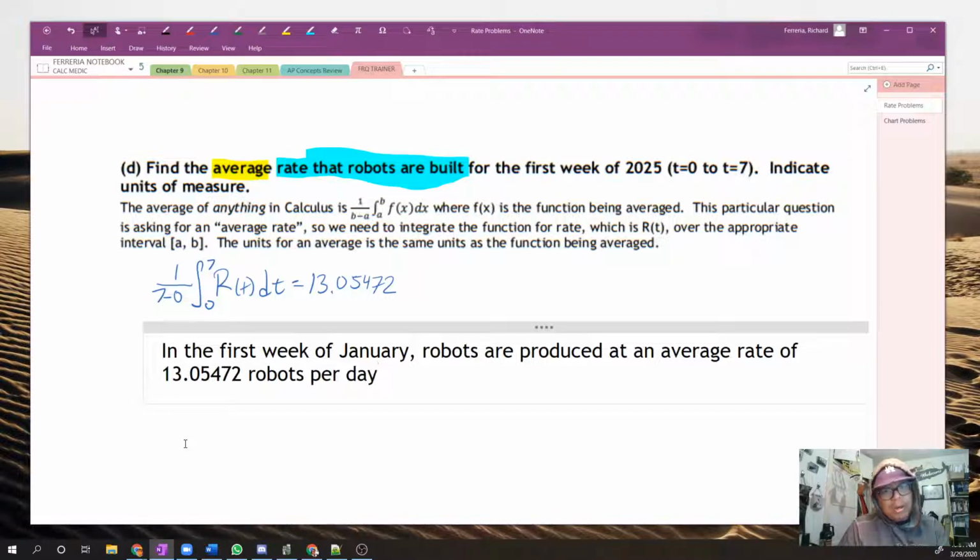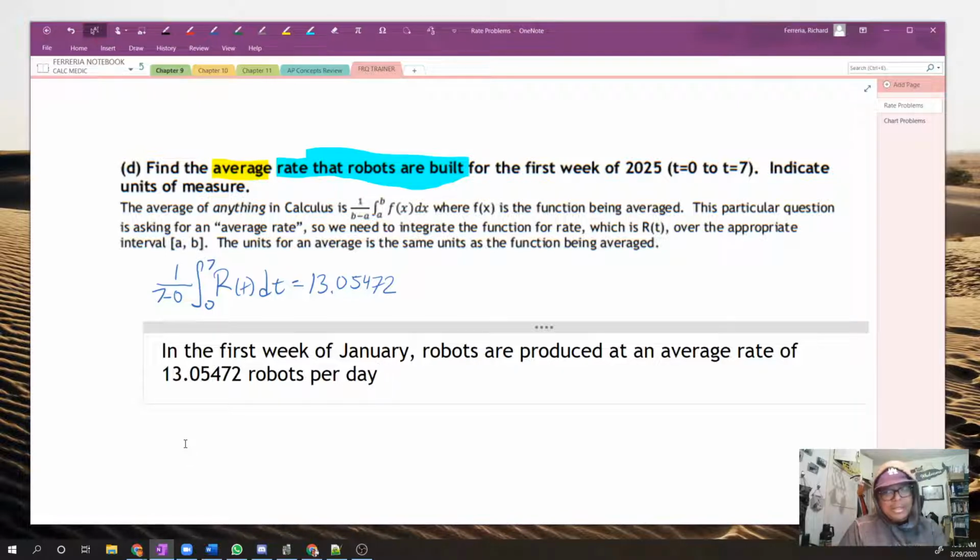I know we're talking about robots, and those are discrete objects, but it is not appropriate for you to just say 13 robots per day. It's 13.05472. Anytime you have an average, you don't have to turn that into discrete objects, especially on the AP test. If they don't say to round, you don't round.